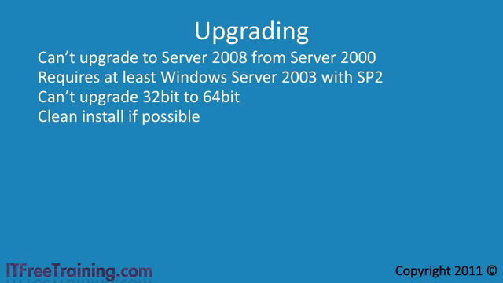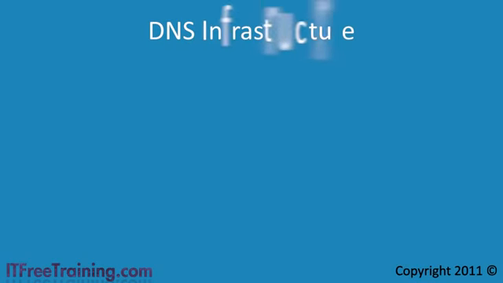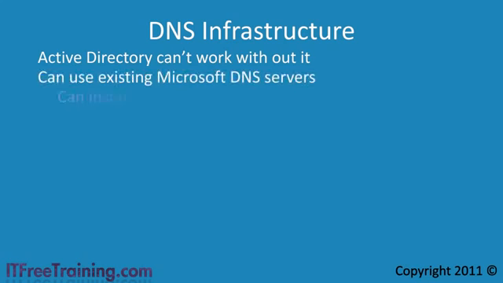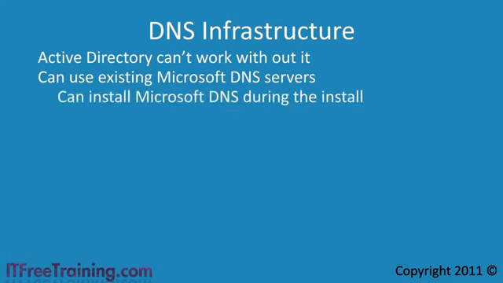Once you have your hardware and software ready, there is one last point to take into consideration, and that is DNS. DNS, or Domain Name System, is a system that allows computers to locate resources on the network. The reason it is important is that Active Directory cannot function without it. When you deploy Active Directory, you can use an existing Microsoft DNS infrastructure or install Microsoft DNS with the Active Directory install.